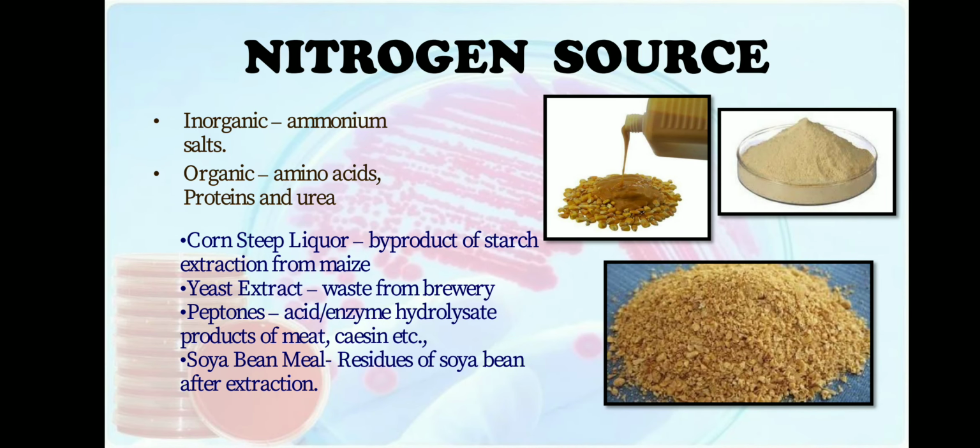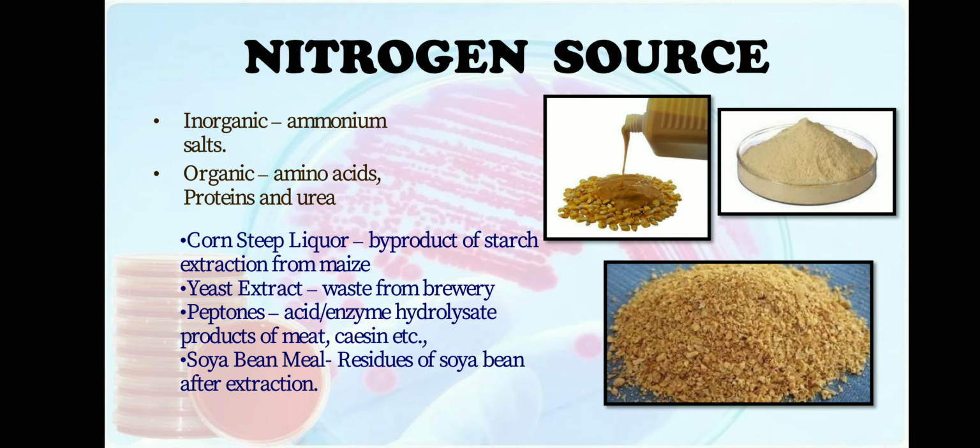Moving on to nitrogen source, most industrial microbes can utilize both inorganic and organic nitrogen sources. Inorganic nitrogen is supplied in the form of ammonium salts like ammonium sulfate, diammonium hydrogen phosphate, or ammonia. Ammonia is also used to adjust the pH of the fermentation. Whenever there is a change in the pH during the fermentation process, ammonia is used to adjust the pH. The organic nitrogen sources include amino acids, proteins, and urea.